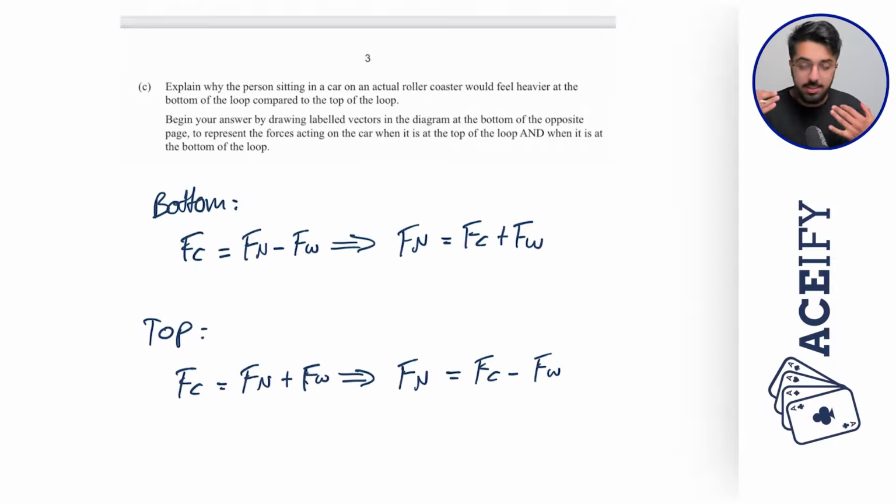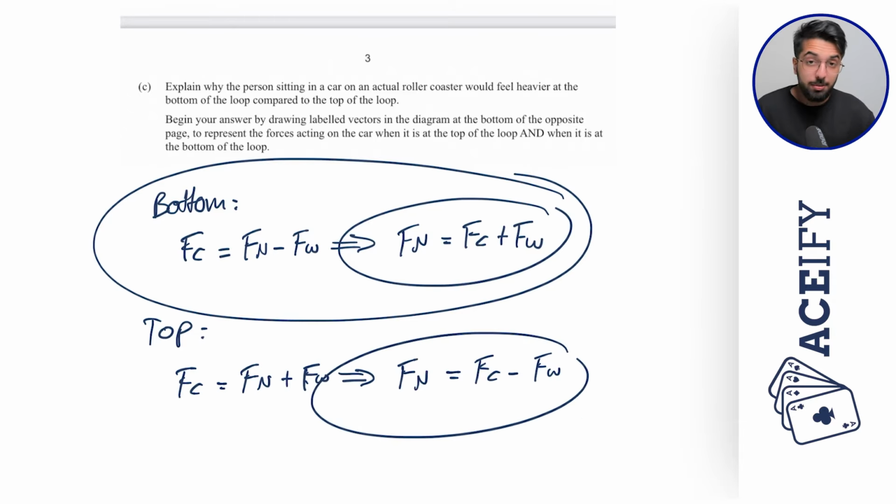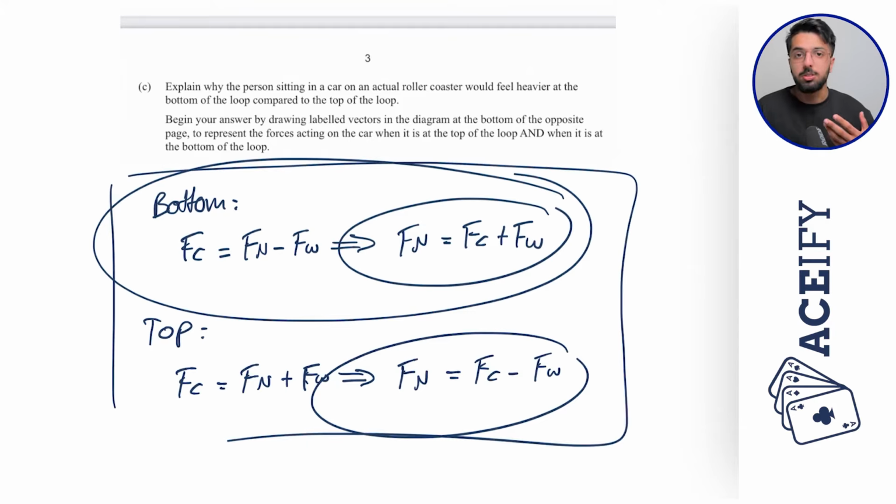So again, as I stated in the start of the question, our normal force is what provides us our sensation of weight, and therefore, the greater the normal force, the heavier we feel. And as you can see, at the bottom our normal force is larger than at the top, and therefore, at the bottom is when we feel the most weight. Again, you can't just write this and get the full marks, you have to write it in words, alright?